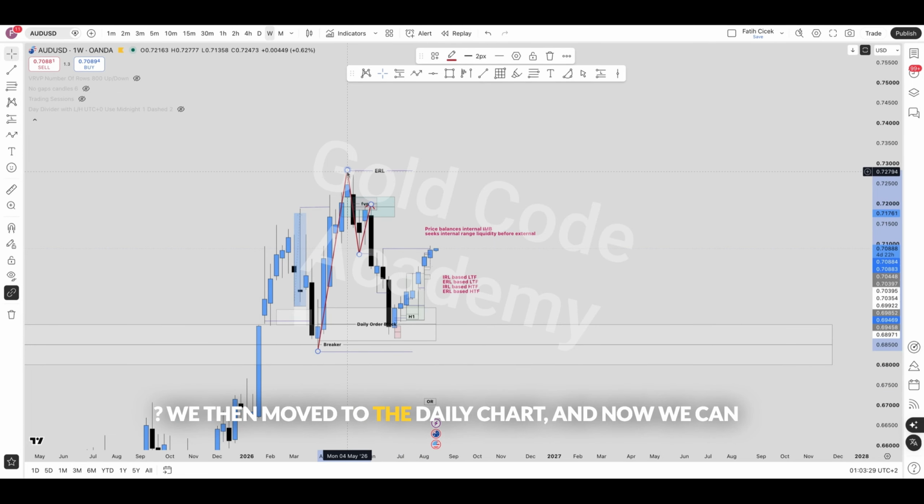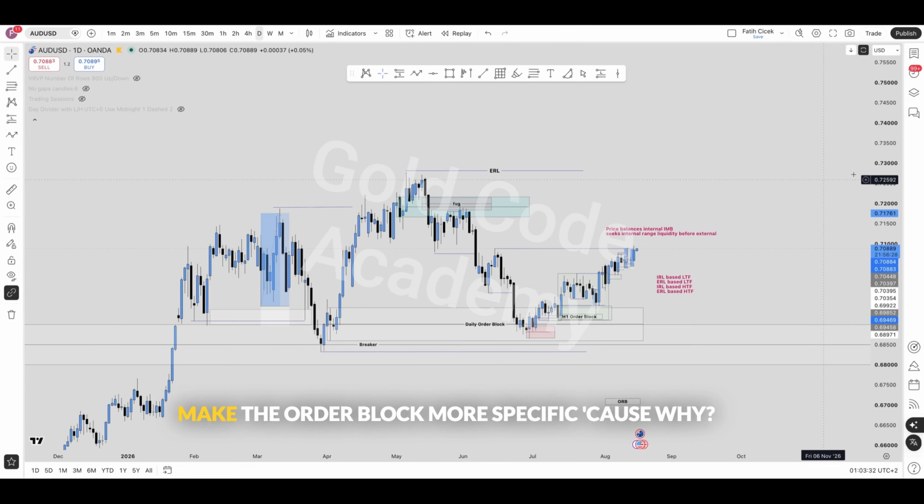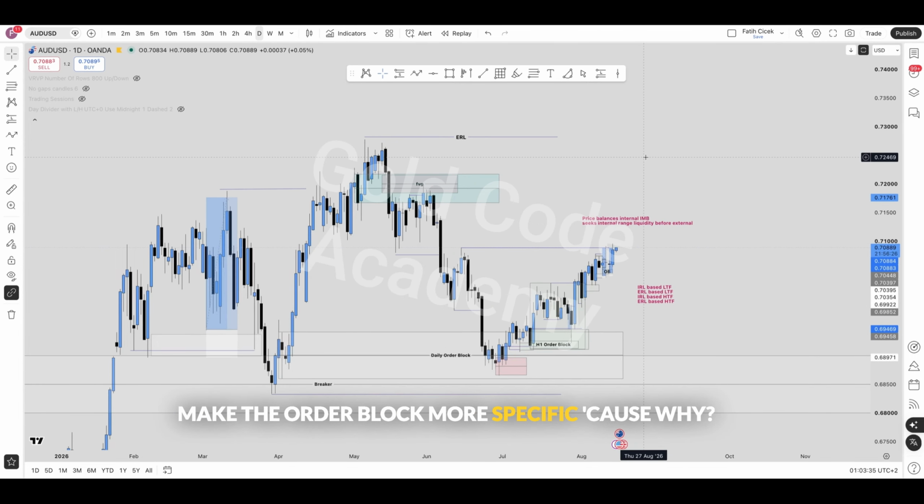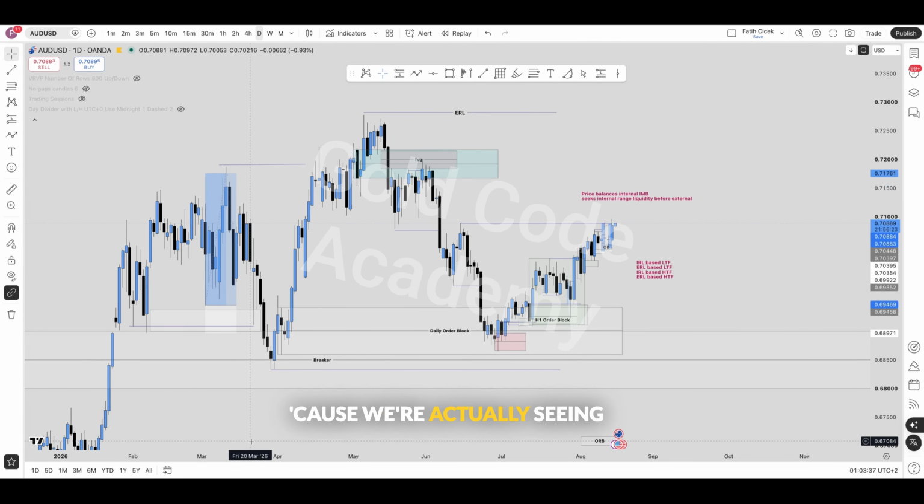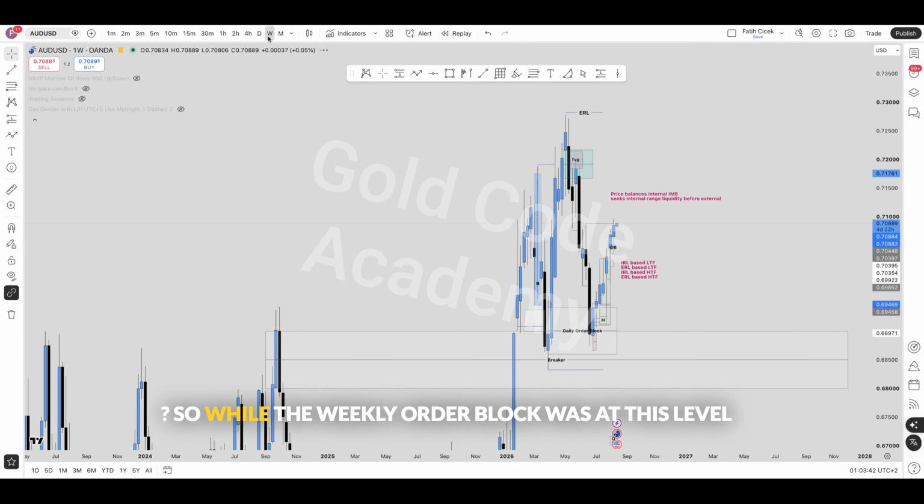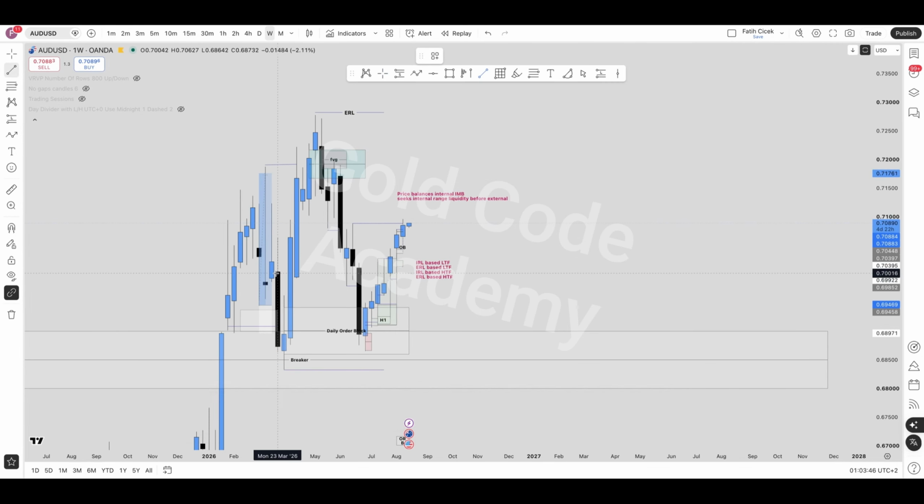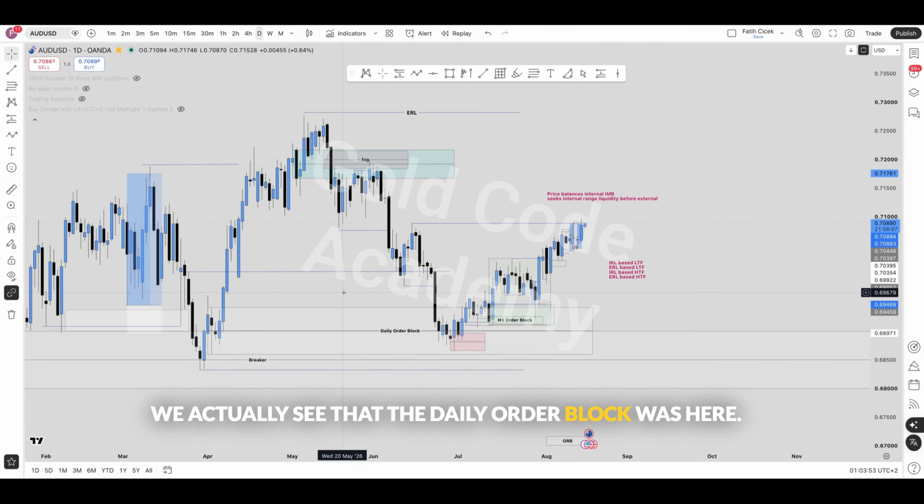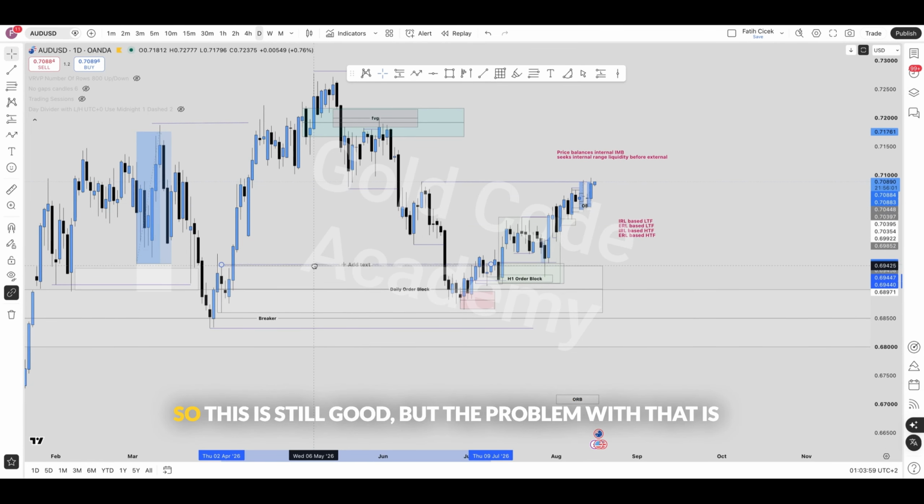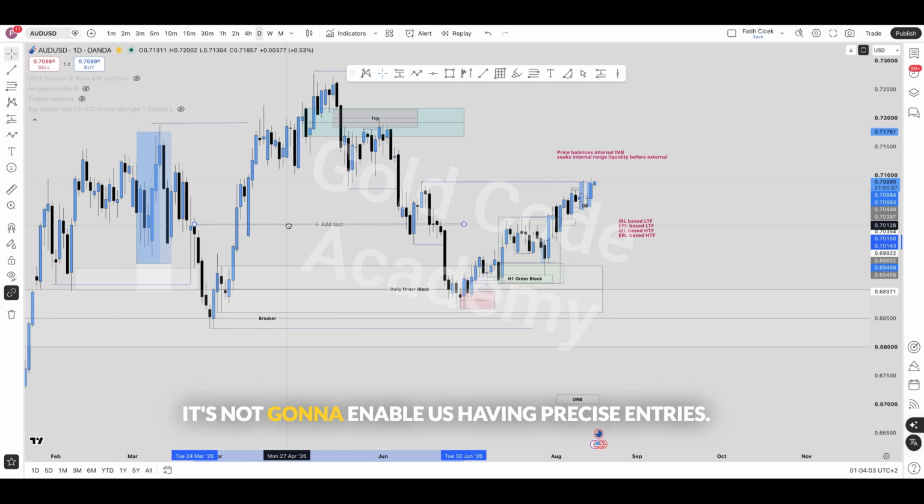We then moved to the daily chart, and now we can make the order block more specific. Because why? Because we're actually seeing the price action in more detail. So while the weekly order block was at this level, we actually see that the daily order block was here. So this is still good, but the problem with that is it's not going to enable us having precise entries.